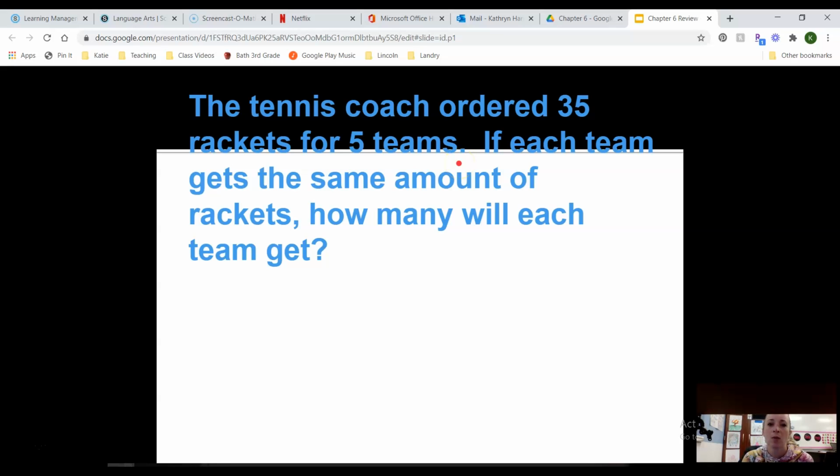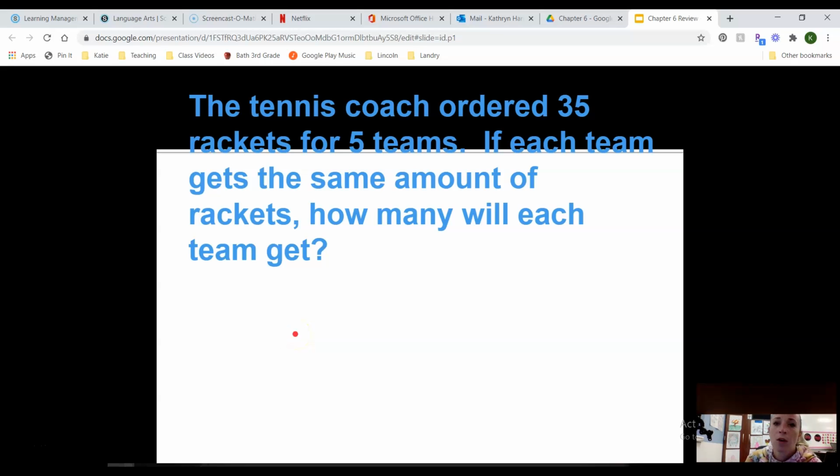Also, we need to find some keywords. Notice that this is a comma, it is not a period. So your keywords are typically in your last sentence. It says the words same amount. Same amount means division. Anytime you see same amount, we are going to divide. Also, notice the word each in the last sentence. Each also means divide. So if I have a 35 and a 5, I'm going to pull that, and I'm going to write 35 divided by 5.